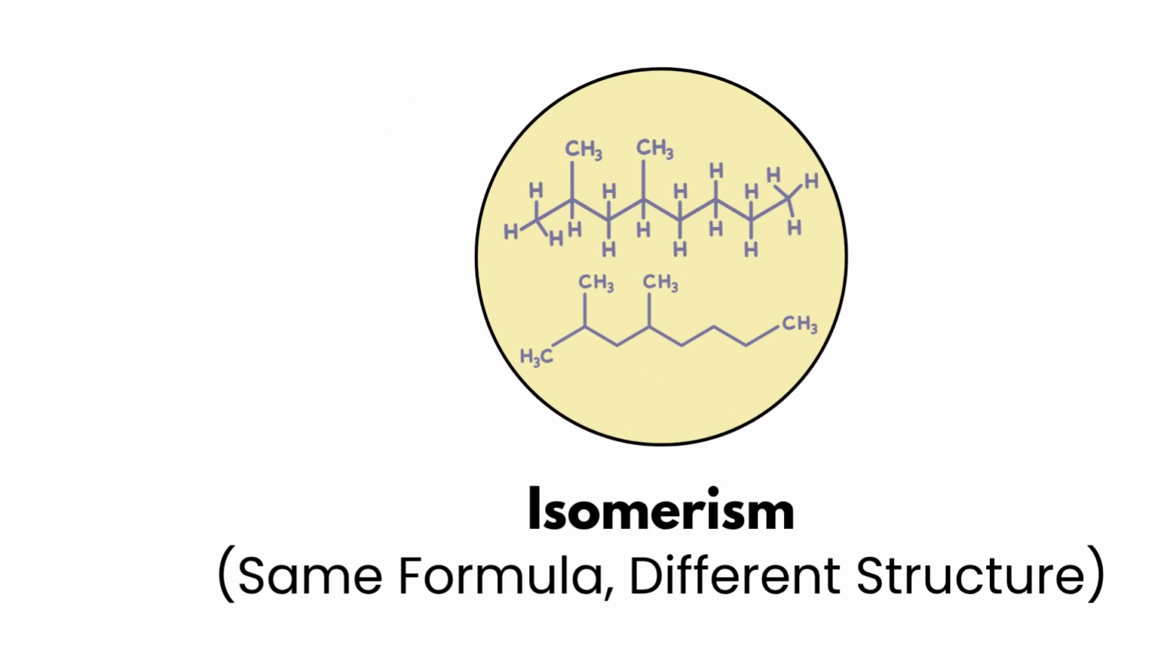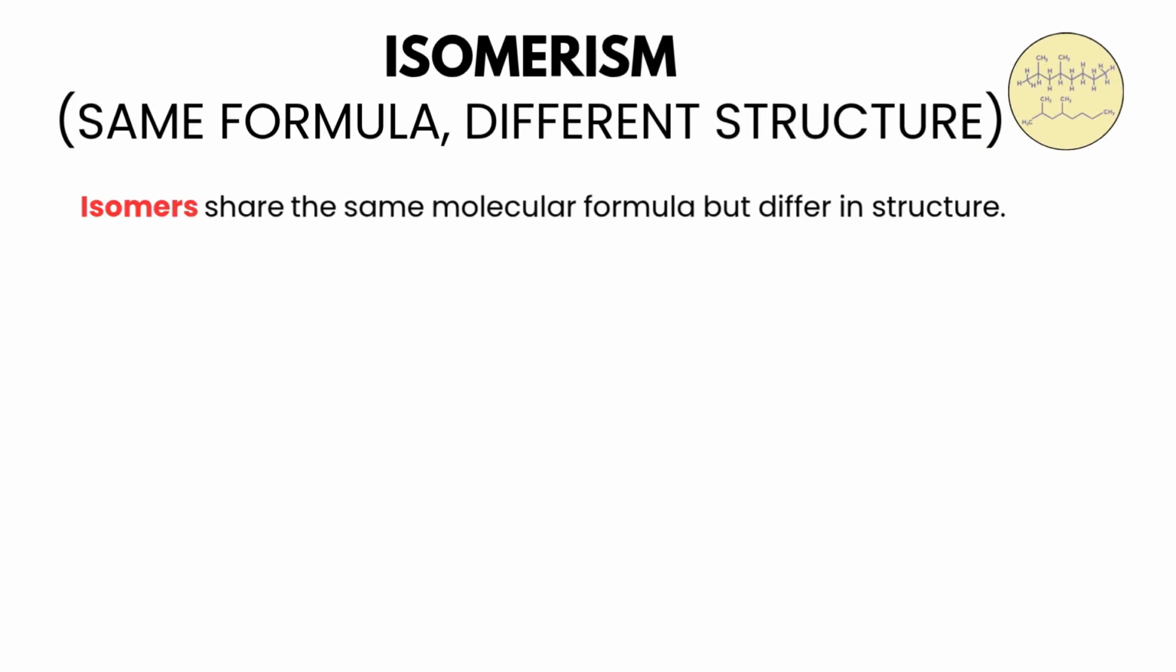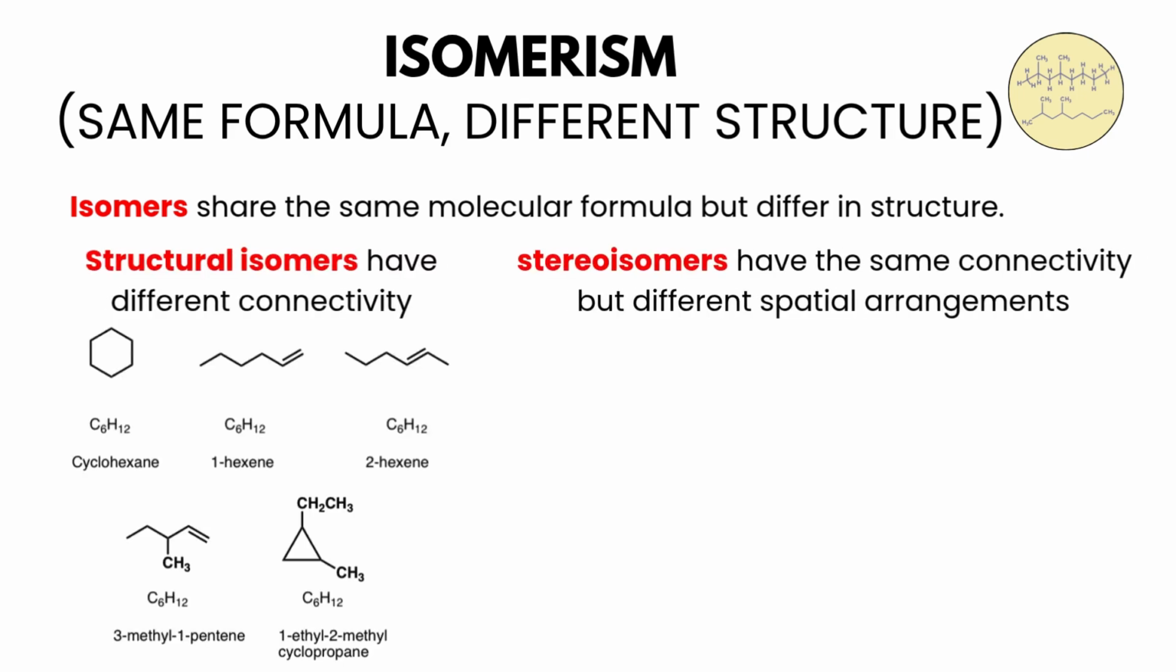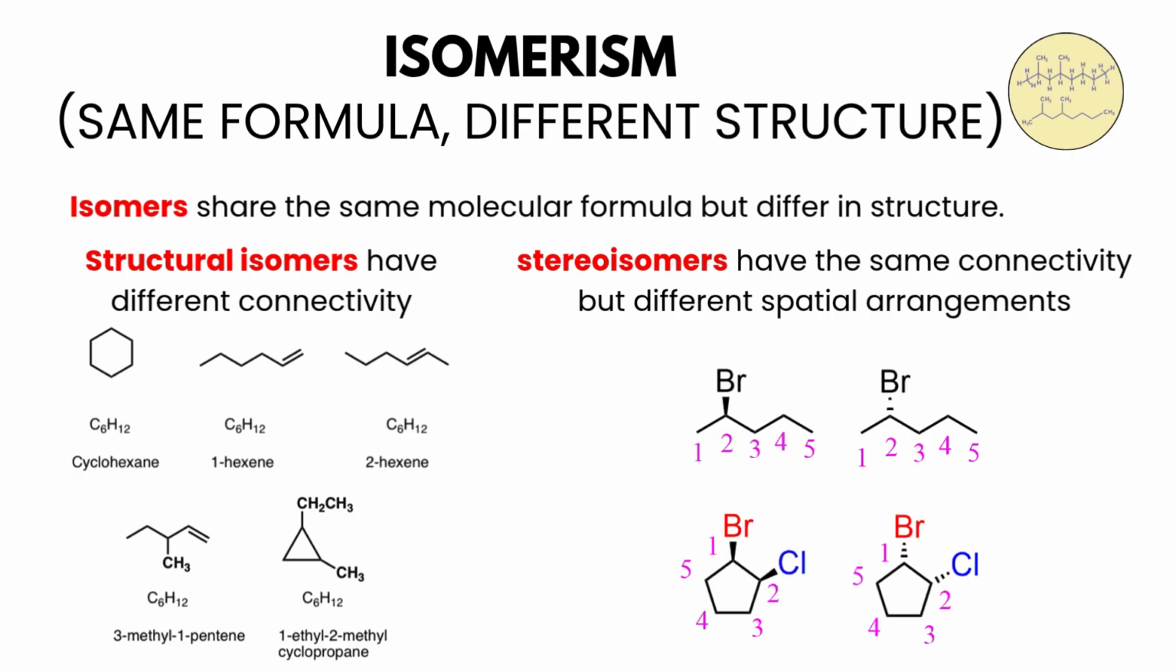Isomerism, same formula, different structure. Isomers share the same molecular formula but differ in structure. Structural isomers have different connectivity. Stereoisomers have the same connectivity but different spatial arrangements. This shows up everywhere, from alkanes to amino acids.